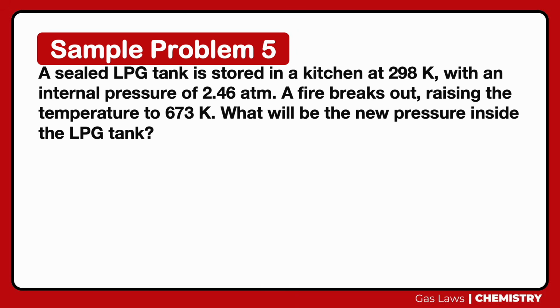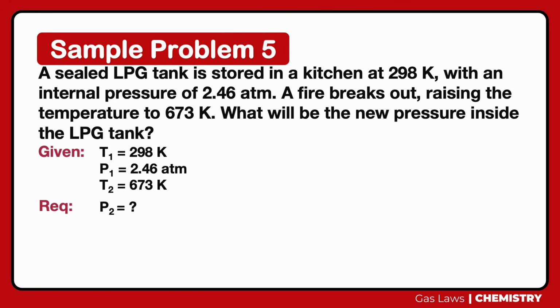This problem follows Gay-Lussac's law since the volume is constant and temperature changes. Given P sub 1 is equal to 2.46 atm, T sub 1 is equal to 298 Kelvin, and T sub 2 is equal to 673 Kelvin. We are asked to look for the final pressure.